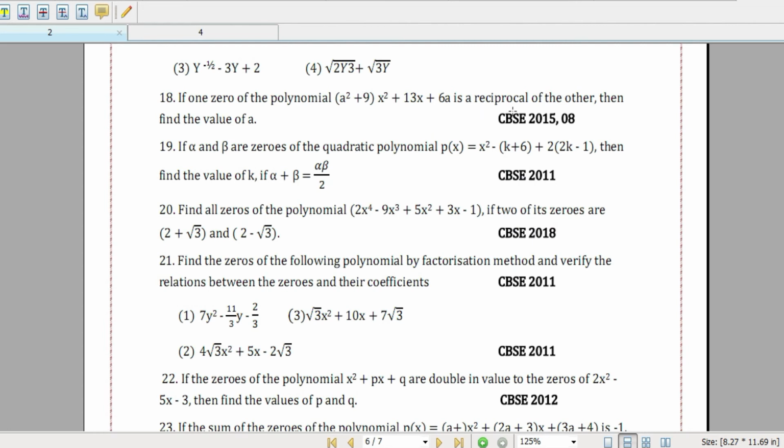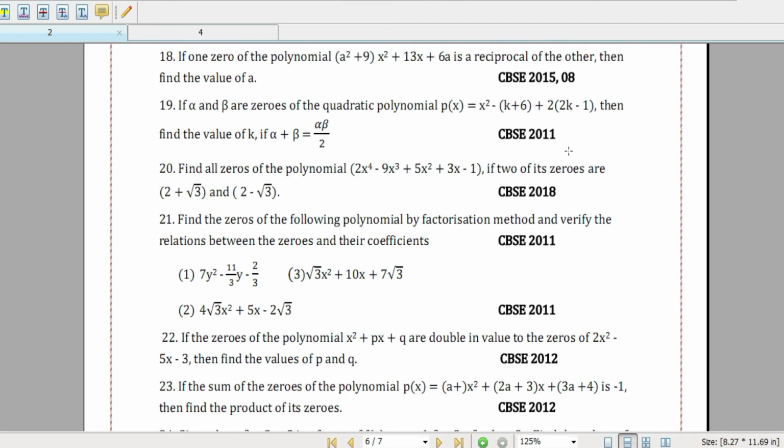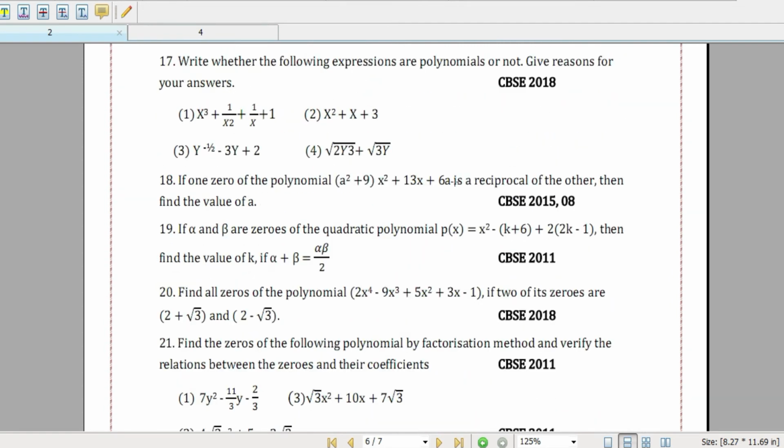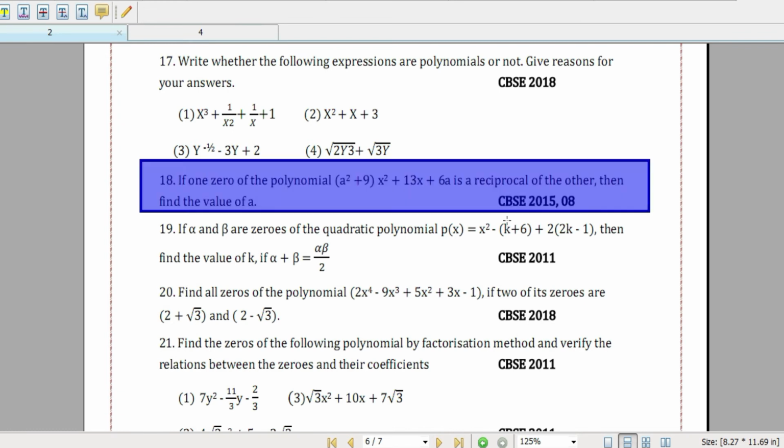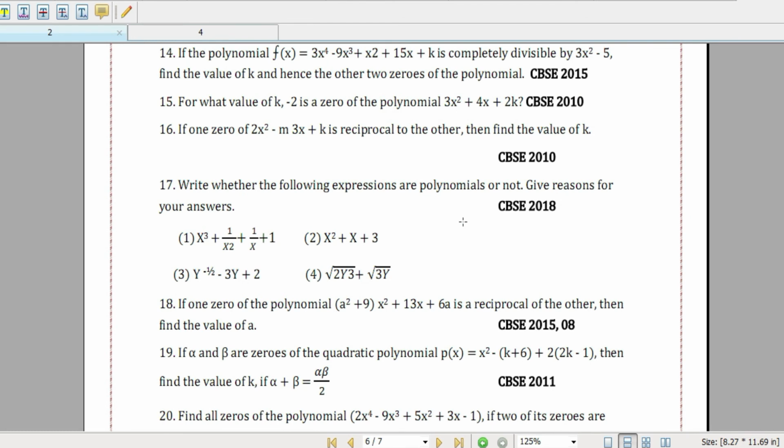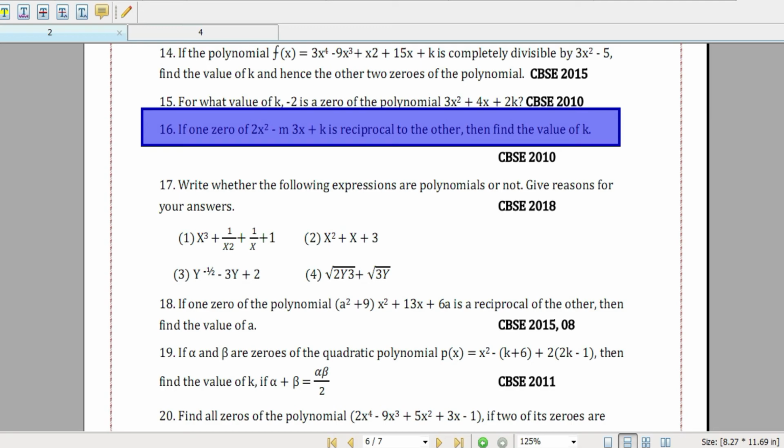If one zero is reciprocal of the other, see, these two questions are the same. I mean, very similar. See here we have question number 18. If one zero of the polynomial is reciprocal of the other, find the value of a is given. A similar question is there here. If one zero is reciprocal to the other, find the value of k. We will solve this one and the other question is going to be similar to that.